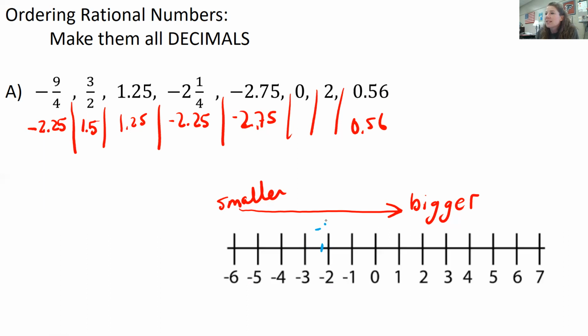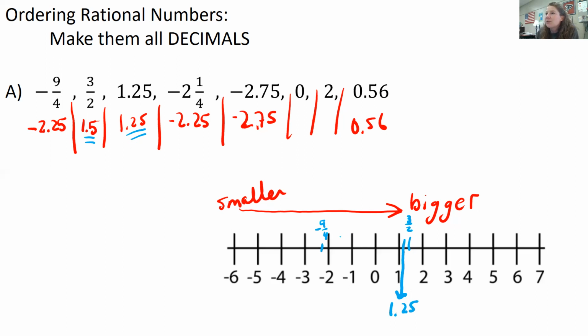Oh, this pen hates nines. I don't know why. All right, then the next one is 1.5. So here's 1, here's 2. So here would be 3 halves, positive 3 halves. Here we have 1.25. So this is like $1.50, and this is $1.25. So right here, I'm going to put 1.25.